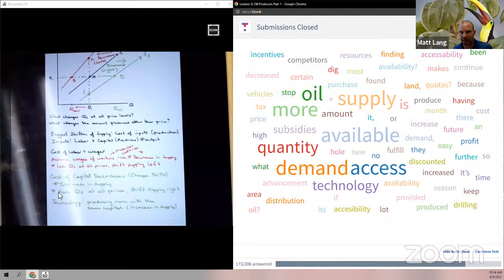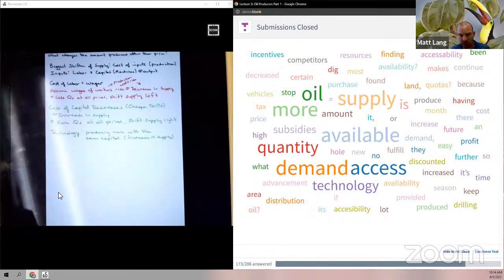I think that's fair. I think it's a nice place to start when it comes to a firm, because we're not accustomed to running businesses that often. It's a lot easier to think of ourselves as consumers. However, there are lots of other things that can shift our supply curve.